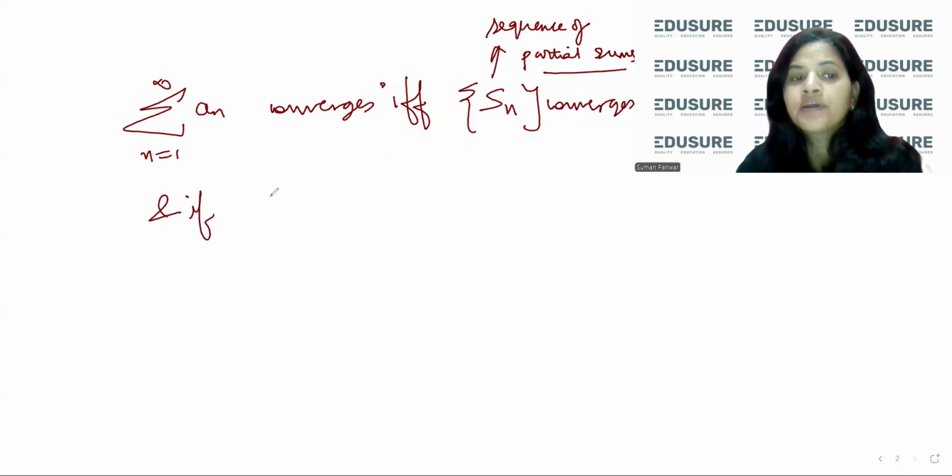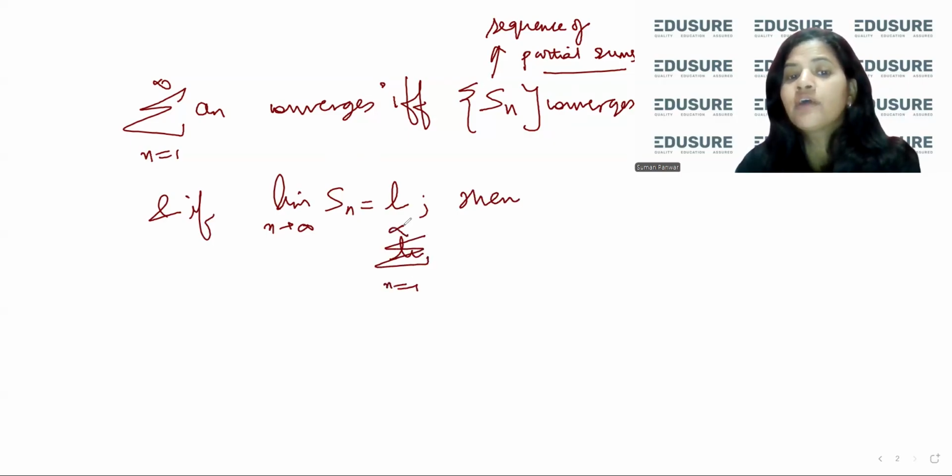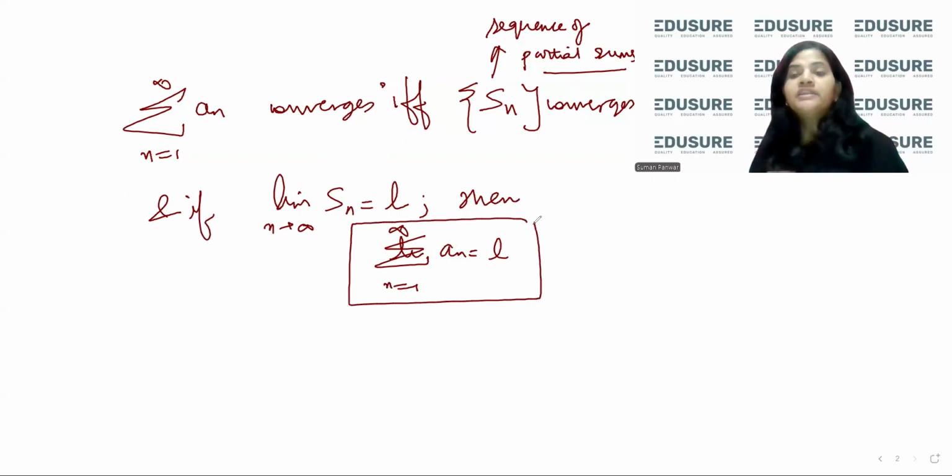And if limit n tending to infinity Sn is equal to L, then the sum n going from 1 to infinity an will also be equal to L. So eventually the convergence of an infinite series depends on the convergence of the sequence of partial sums. So you should know the concept of convergence of a sequence to understand convergence of an infinite series. Okay. So an infinite series converges if and only if its sequence of partial sums converges.